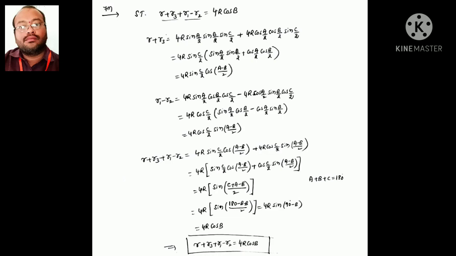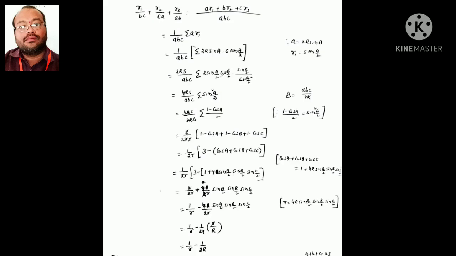Okay, by taking 2 parts, we can solve this problem. In the next question, r1 by bc plus r2 by ca plus r3 by ab is equal to ar1 plus br2 plus cr3 by abc, we have to get.